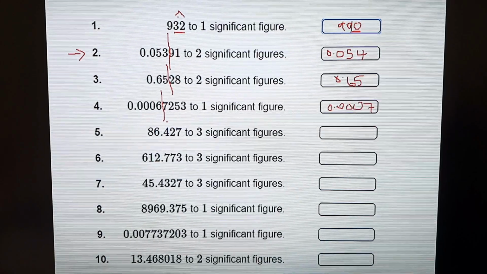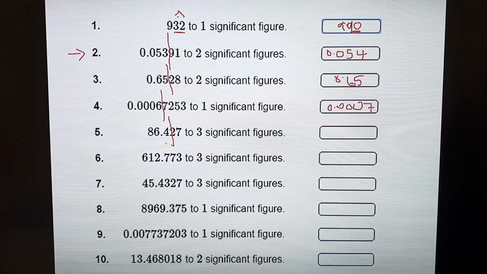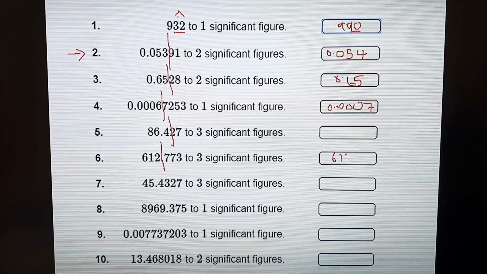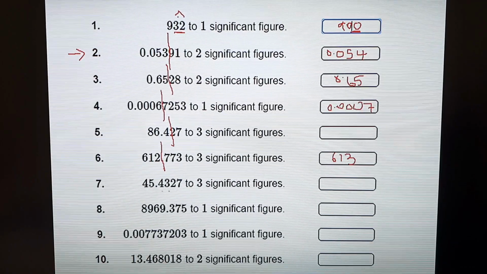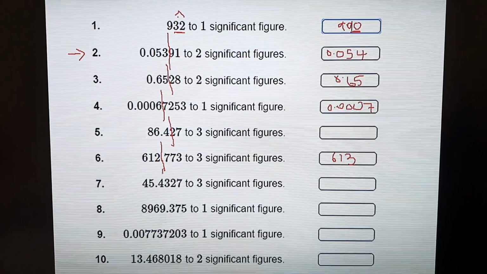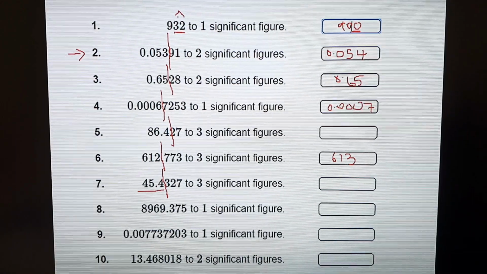Here to three significant figures, well, 8, 6, 4 are significant. We're going to stop writing there. So the number here would be 86.4. This next one here is for three significant figures, we stop writing there. And that's going to be 613 because the 7 after the decimal will make the 2 a 3, rounded up to a 3. This next number to three significant figures means we cut it off here, and it's going to be 45.4 because the 3 makes the 4 stay.